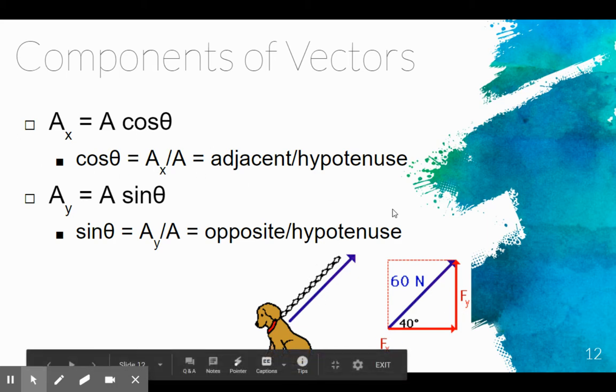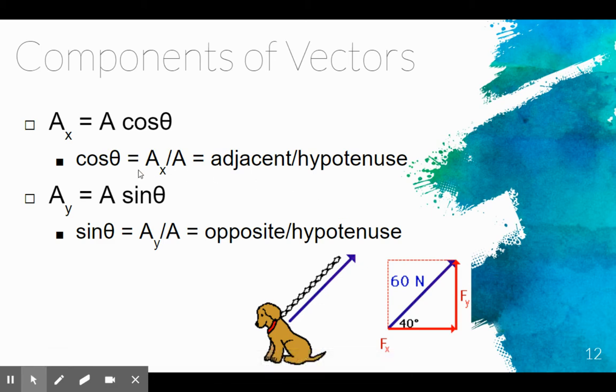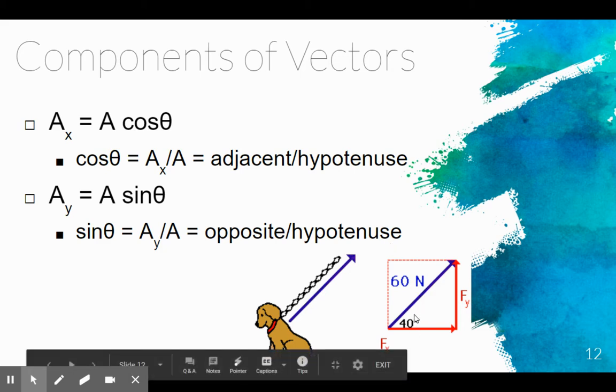To solve for the x component, we would use cosine. So the cosine of theta. Remember, SOHCAHTOA: cosine is adjacent over hypotenuse. So the cosine of this angle, this 40 degrees here, would be the adjacent side. So that would be f of x, or we put a of x to make it a little broader over here, divided by our hypotenuse, which is a, our main vector.